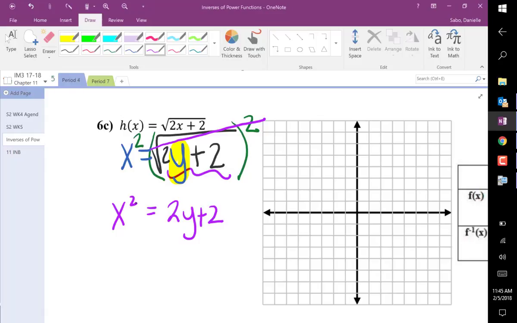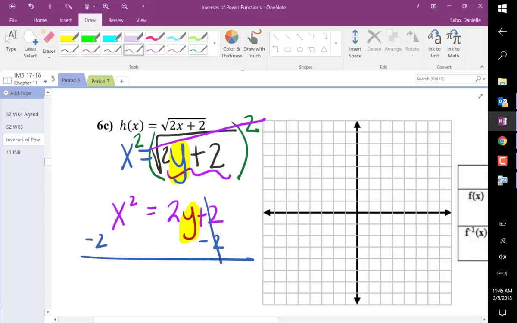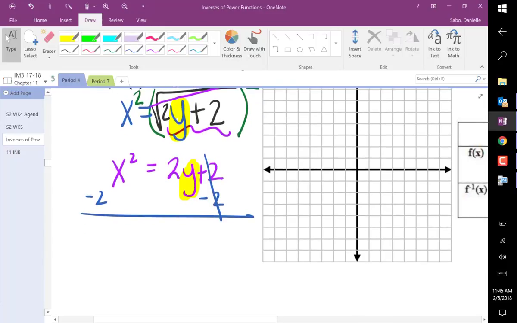Now again, I want to get y alone, so I'm going to cover it up. Sometimes covering it up helps. What do I have to do to both sides to get y by itself? Yeah, I would subtract 2 from both sides. And you can't subtract 2 from an x squared here. So I just have x squared minus 2 equals 2y. And one more step, because y is still not alone.